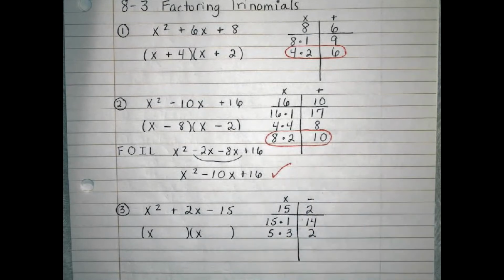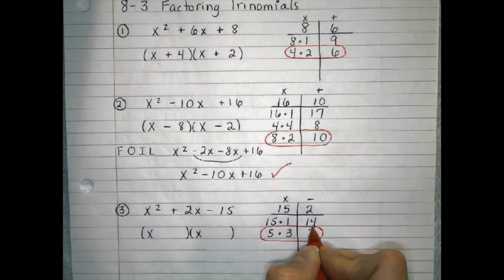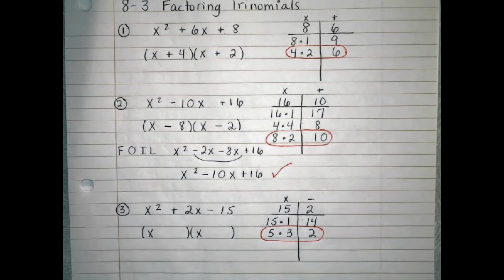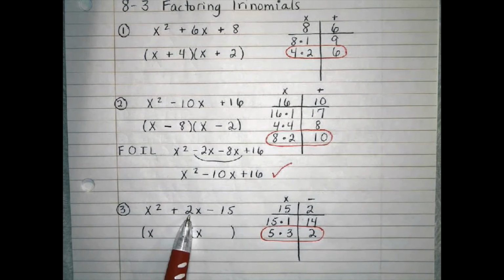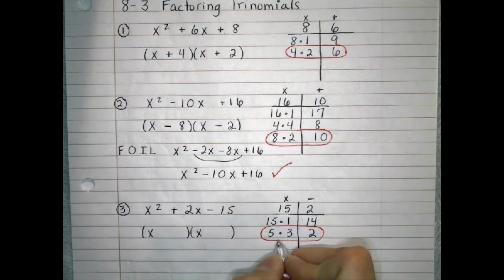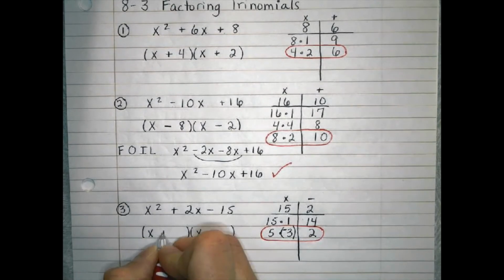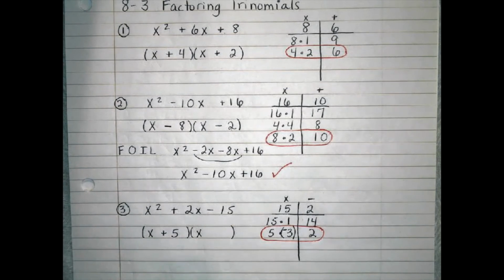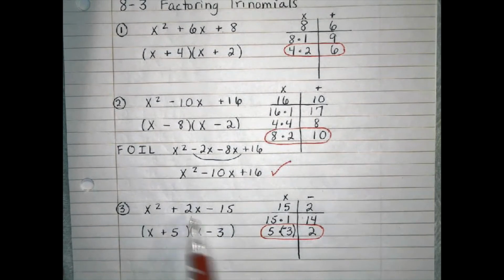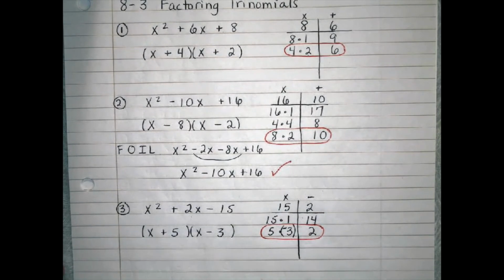And I'm almost done. The key step here is that I have to take a look at the symbol that I want for the middle term. Since I want to have a positive 2, that means that I want to do positive 5 times negative 3. So my first factor will be x plus 5, and my second one will be x minus 3. When the middle term is positive, the larger factor will be positive. If the middle term had been a negative 2, then I would have made the 5 negative and the 3 positive. I hope that these examples will help you to complete your homework.